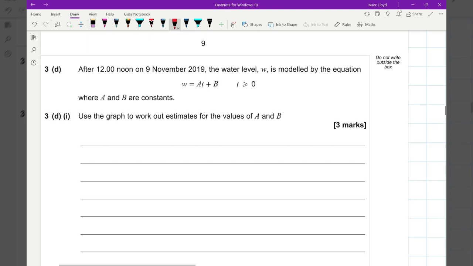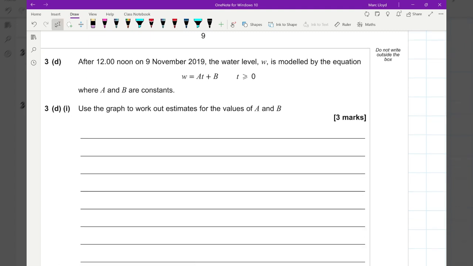Okay, part D. After 12 noon on the 9th of November, the water level, W, is modeled by the equation y equals AT plus B, where T is greater than 0. So it's because it's on the right-hand side of that y-axis that everything's going to be greater than 0. A and B are constants. That means they don't change. Use the graph to work out estimates for the values of A and B.